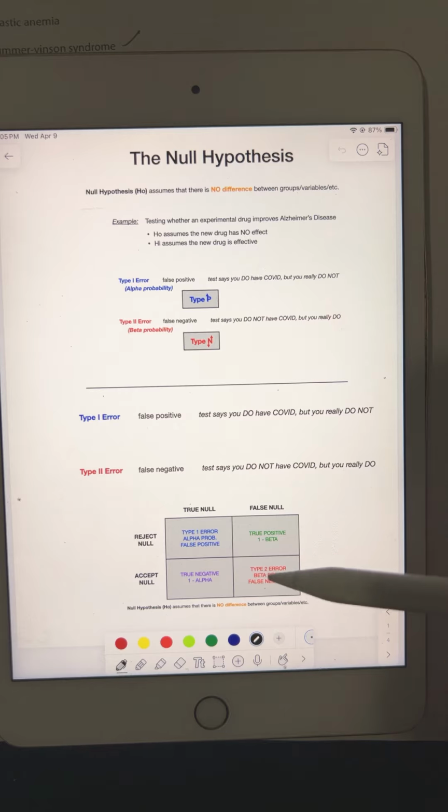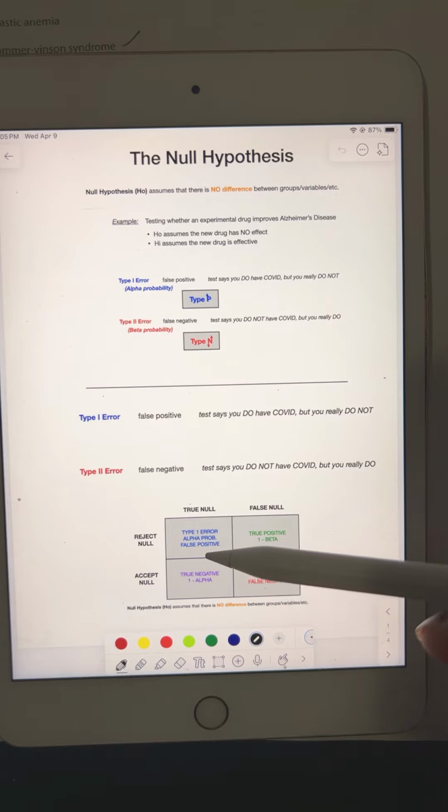So draw this table and try to learn: this true positive is 1 minus beta. The other is the beta probability, that is type 2 error, false negative. And alpha is false positive. Please remember by heart, very important topic.